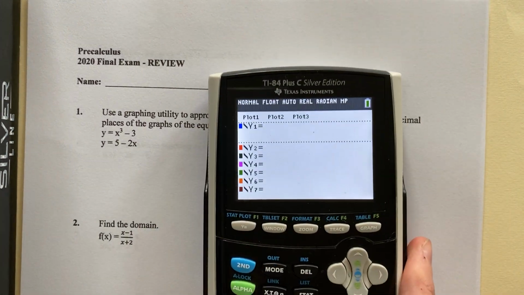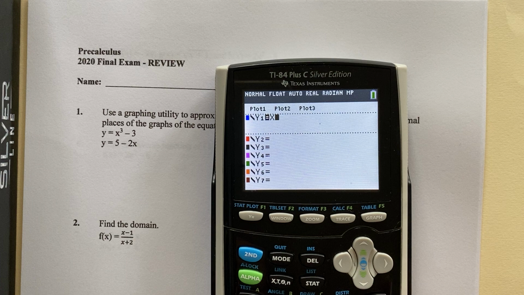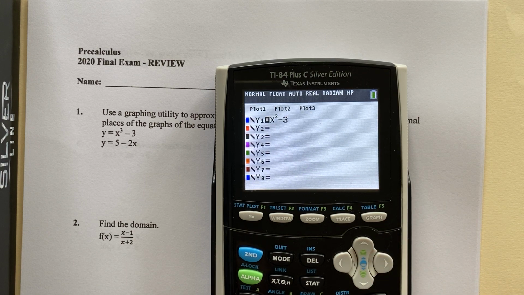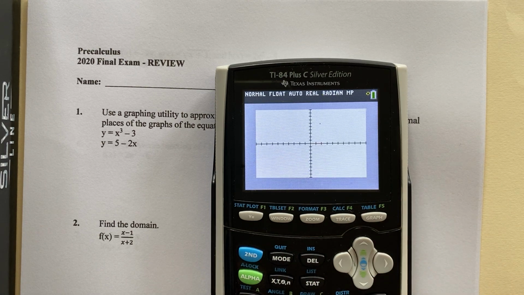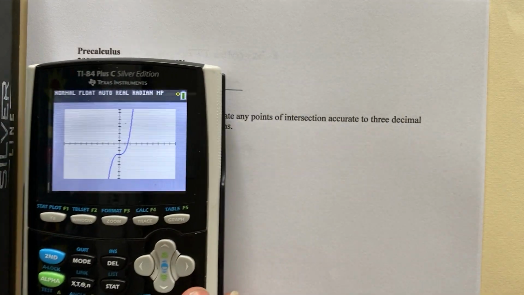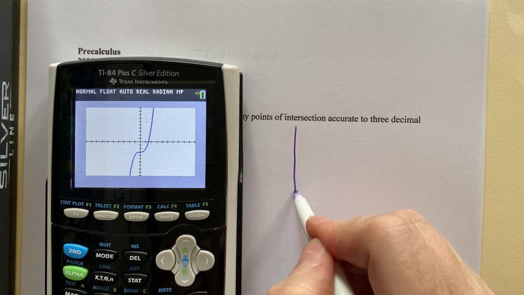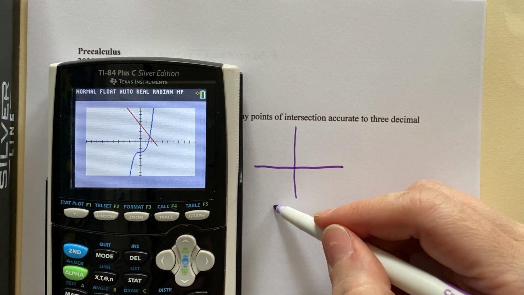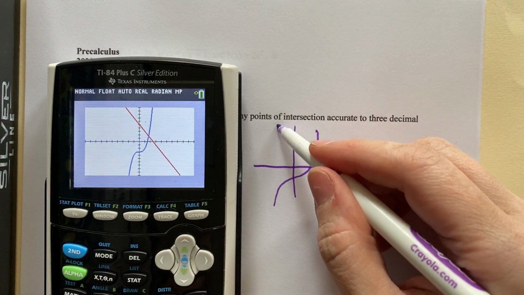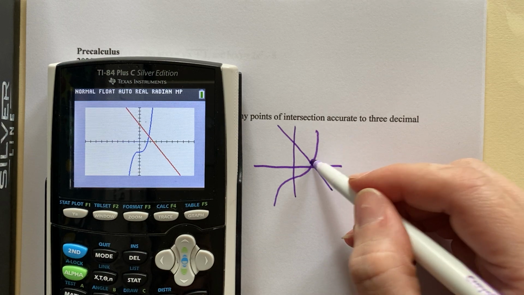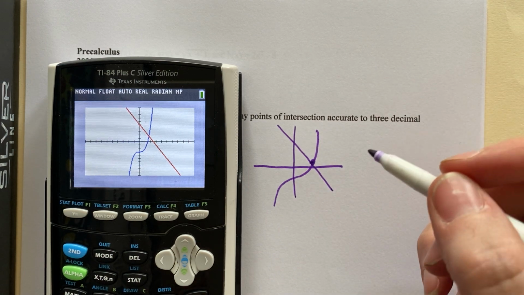So first thing I'm going to do is graph these on my calculator. I've got x to the third minus 3 for y1, and then 5 minus 2x for y2. I'm going to hit graph. And once this graphs these two lines, I'm just going to draw a sketch on my paper too. So I've got line 1, line 2, they cross right here. I'm going to find the point of intersection.